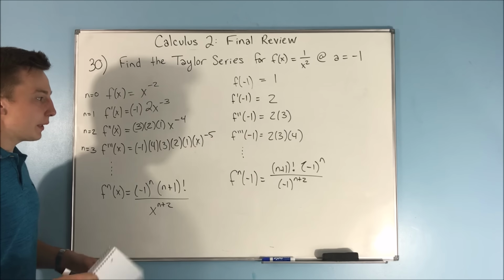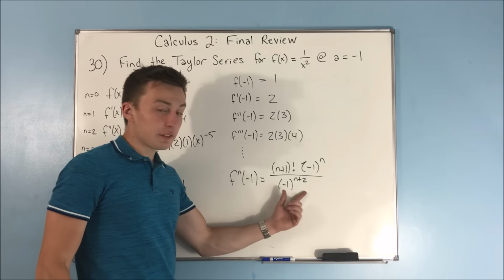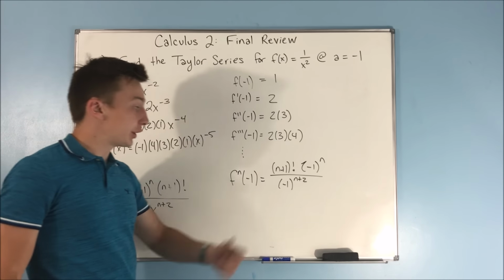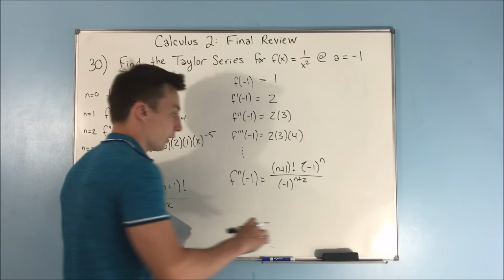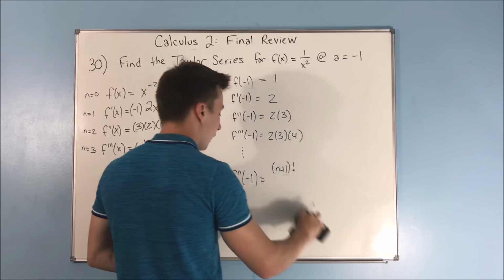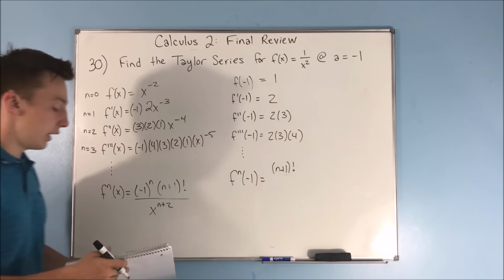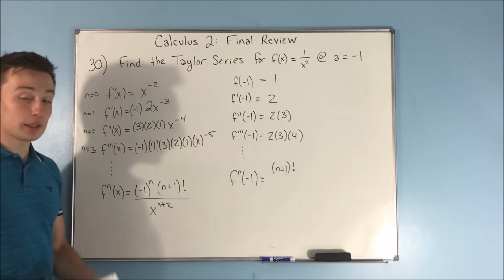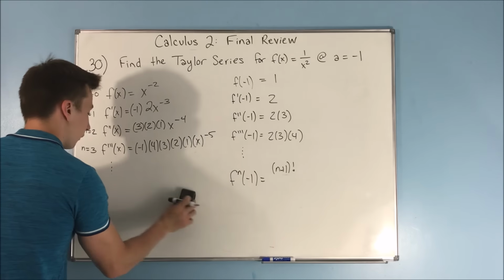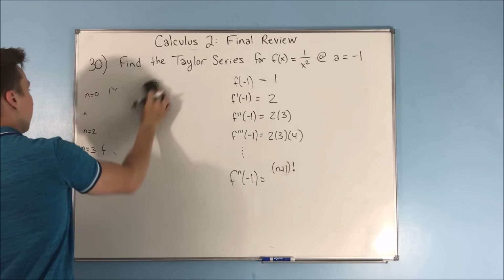What's happening here is that this is for all odd terms, and this is for all odd terms. So you have 2 negatives contributing on all odd terms, so really this isn't going to matter at all. All you're getting out of your nth derivative of f at negative 1 is literally that n plus 1 factorial, and that's it. So moving on to step 3, which is to just set up our series.